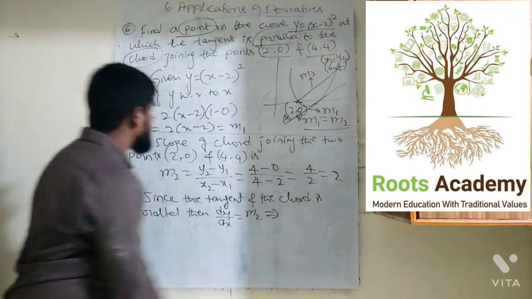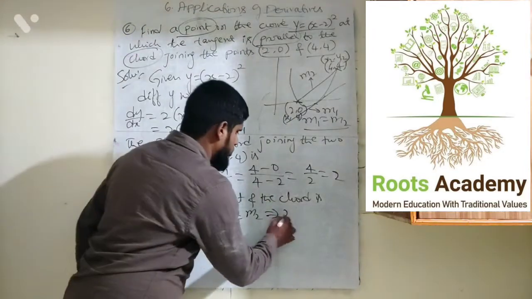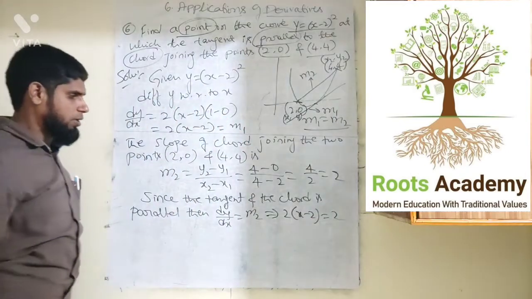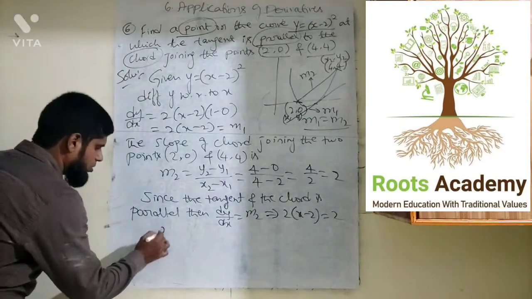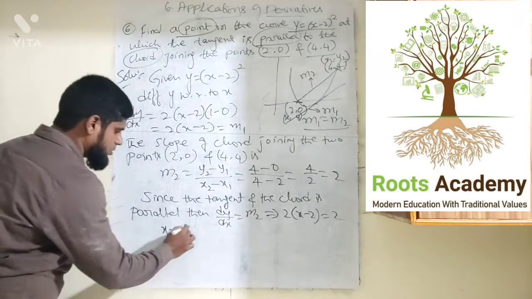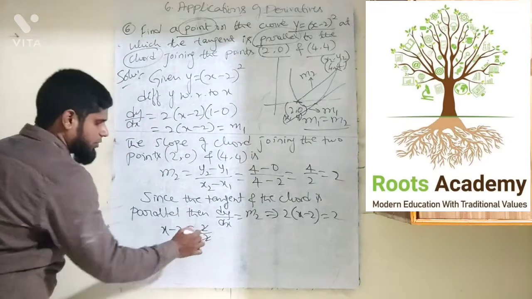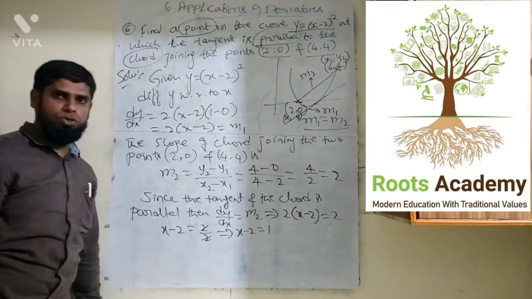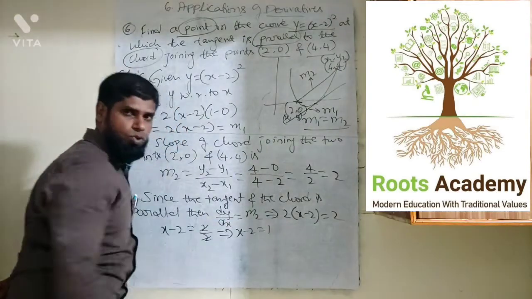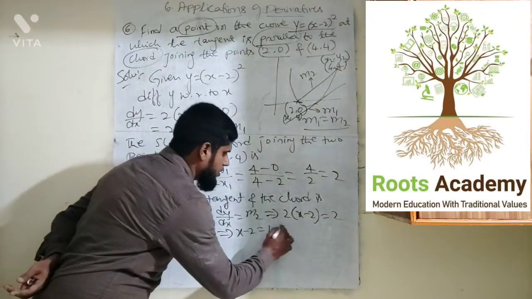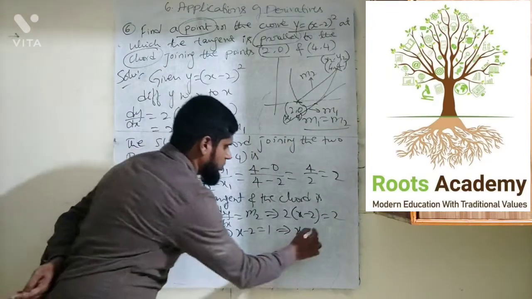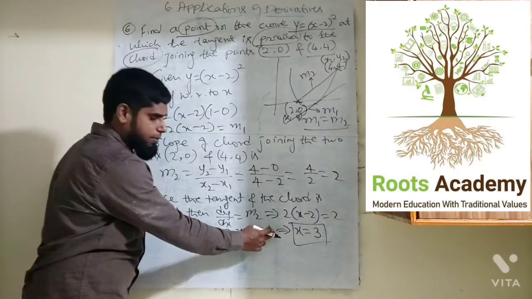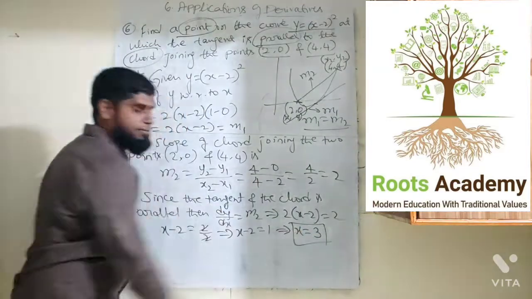That means, what is my dy by dx? 2 times (x minus 2) is equal to 2. Go to the cross multiplication, my x minus 2 becomes 2 by 2. So 2 and 2 get cancelled here, which implies x minus 2 is equal to 1. Shift minus 2 to the other side, it becomes plus 2. 1 plus 2 is 3. This gives x is equal to 3.